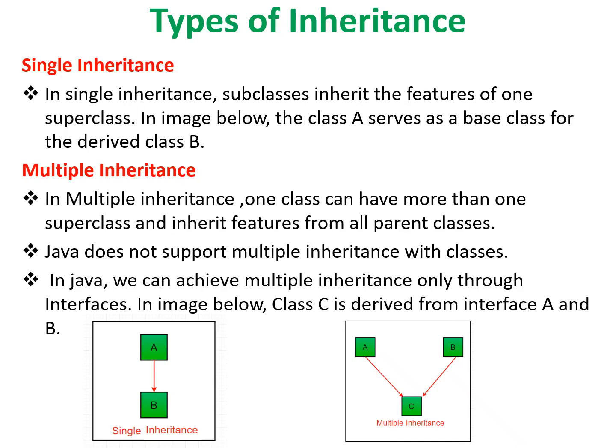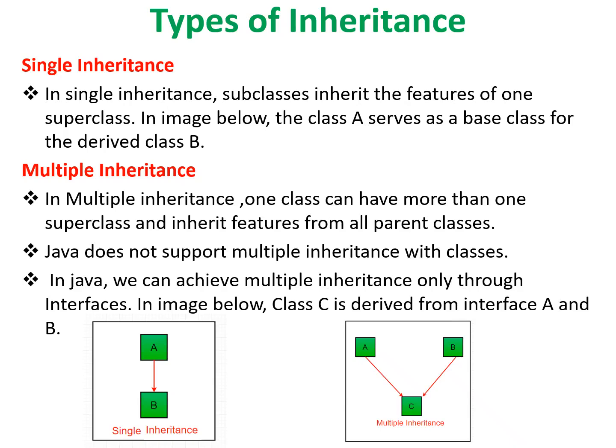Next, multiple inheritance. In multiple inheritance, one class can have more than one parent and inherit the features from all parents. Java does not support multiple inheritance with classes. In Java, we can achieve multiple inheritance only through interfaces. In the image below, class C is derived from classes A and B.